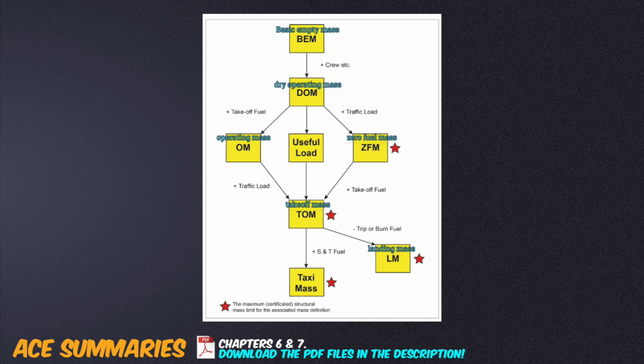Traffic load is the total mass of passengers, baggage, and cargo, including any non-revenue load. Takeoff fuel is the fuel to be used from the beginning of the takeoff run until parking at the destination gate. It does not include start and taxi fuel.